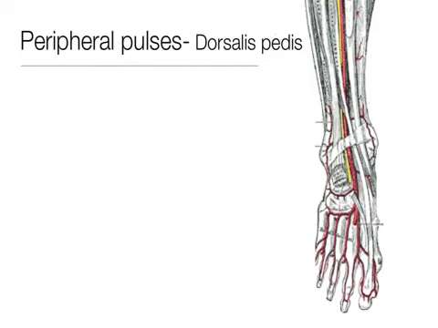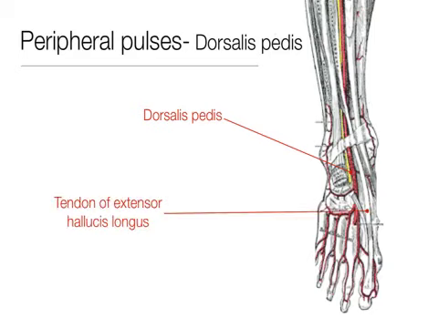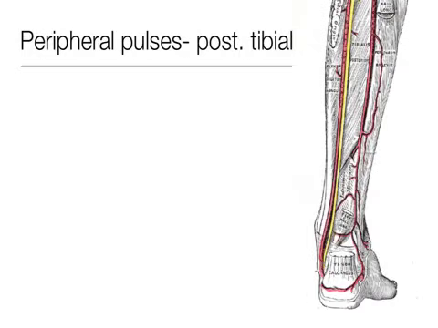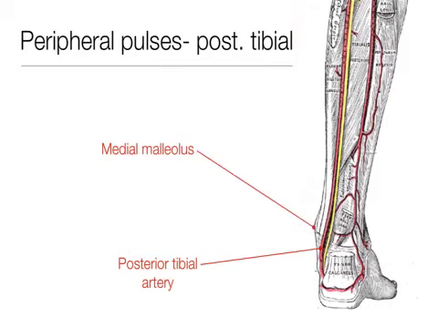You move down and feel for the dorsalis pedis, which is a branch of the anterior tibial artery, and this is found on the anterior surface of the foot between the first and the second toes, and this is lateral to the tendon of extensor hallucis longus. The posterior tibial pulse is felt at the ankle, and this is posterior and inferior to the medial malleolus.